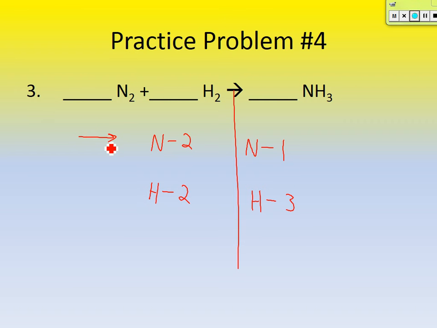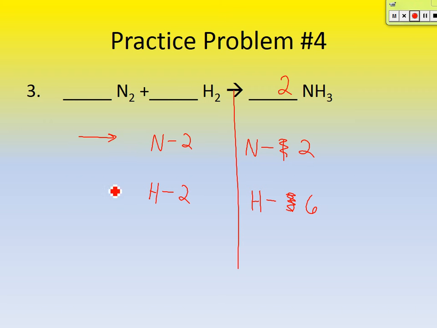Are my nitrogens balanced? No. How do I balance them? I got to have 2 on this side. Well, how do I get 2? Well, we put a coefficient of 2 right there. 2 times 1 is 2. But does that change my hydrogens too? It does. What's 2 times 3? 6. Yes, 6. Okay, now my nitrogens are good.